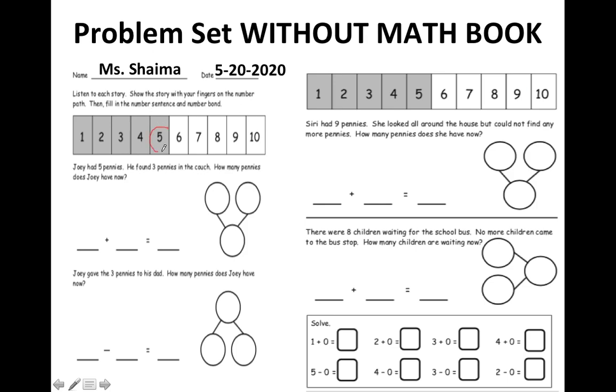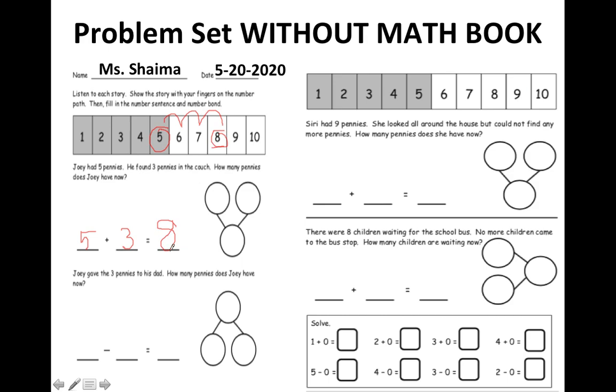So Joey had 5 pennies. I'm going to circle 5. And he found 3 more pennies. So I'm going to do a number path of 3 jumps, and he landed on 8. So now he must have 8 pennies. So I'm going to circle that, and now I have to fill out my number sentence. I started off with 5. I added 3 jumps to show I did 3, and I landed on 8, which means 8 is the answer.